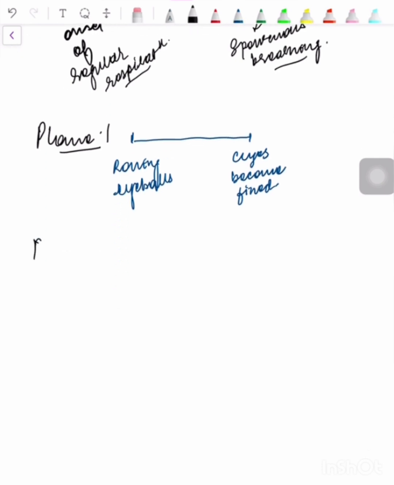Then what is plane 2? Plane 2 is loss of corneal and laryngeal reflexes. Corneal and laryngeal reflexes being lost is what counts for plane 2.